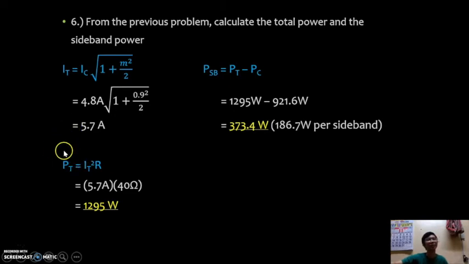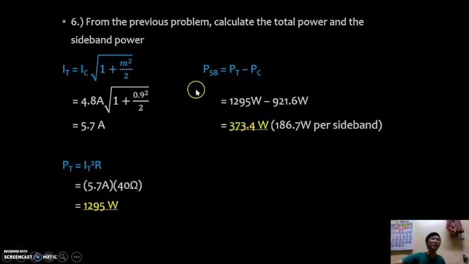And from there, P sub t is equal to I sub t squared R. The total current is 5.7 amperes. The R is 40 ohms, and the total power is 1295 watts.